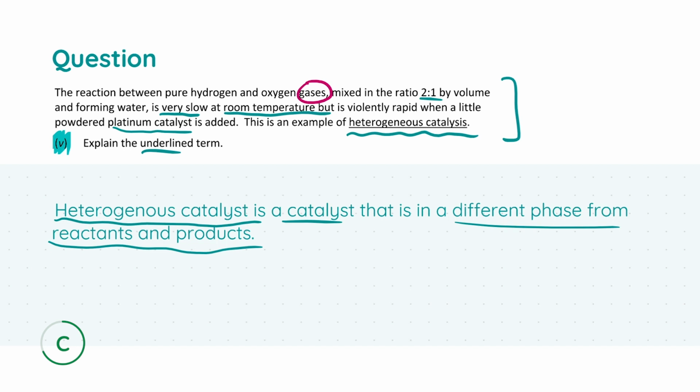This is easy to remember because the hetero prefix gives it all away. Heterogeneous means different, so that's why we have this term different: different phase from the reactants and the products. By getting this correct, you get your total of 3 marks, and you need to include the fact that the catalyst is in a different phase from the reactants and products.